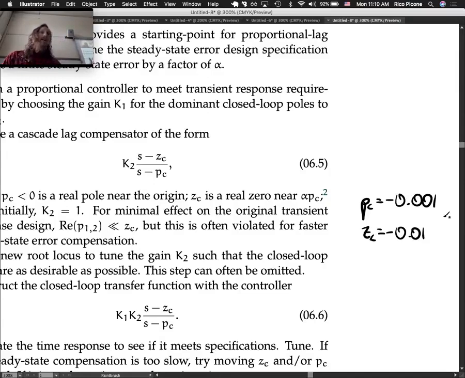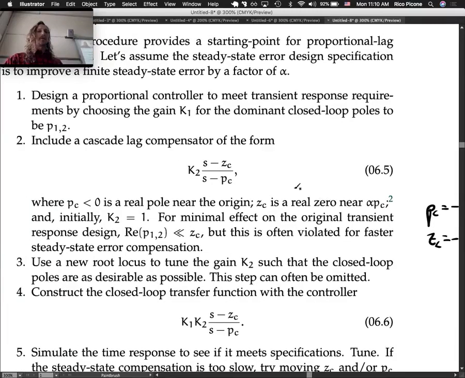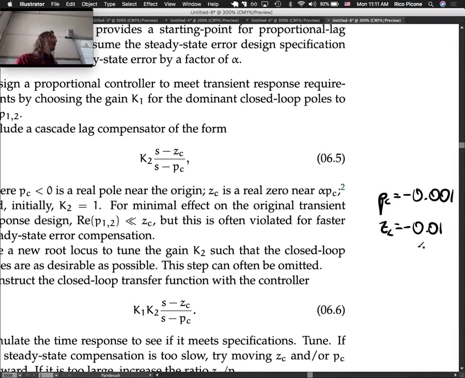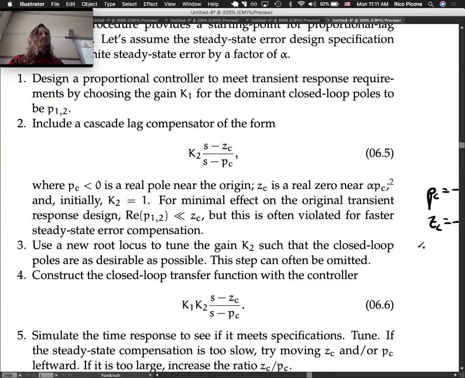So if you want to have super good fidelity to your original transient response designed in the proportional control design in part 1, step 1, then you can go with that. But your steady state error correction is going to be real slow. It's usually not ideal to do that, so we want to move it a little bit more leftward. We want to move them both leftward. So we'll play with that in the example too, like what happens when you move these around.